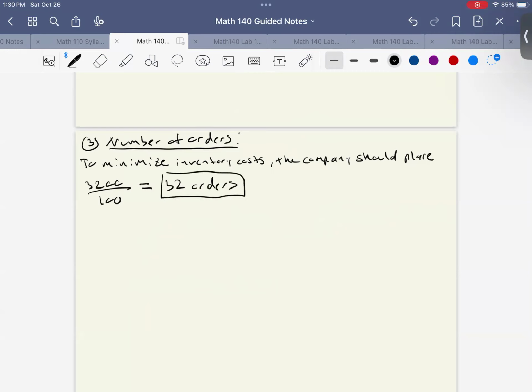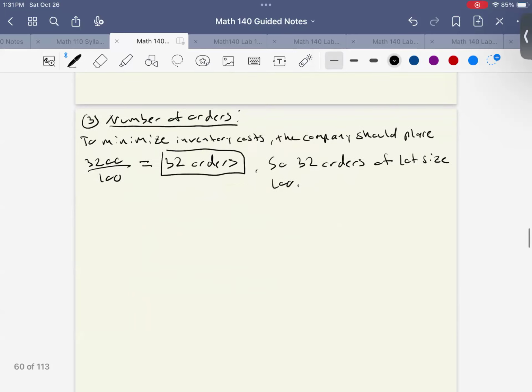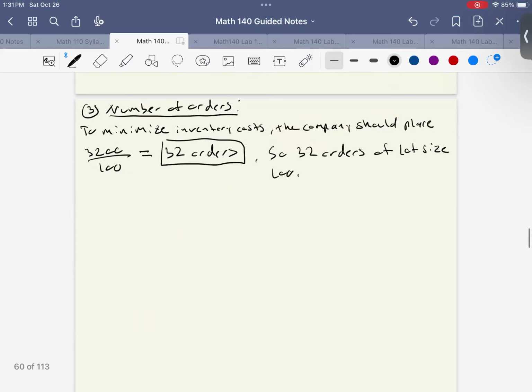Okay, so that means 32 orders of lot size 100. And that's pretty much it. So we're cutting up 3,200 into 100s, which is 32 orders. Okay, so that's it for that second question. So a little bit less work this time, just using a little bit of knowledge of reordering.